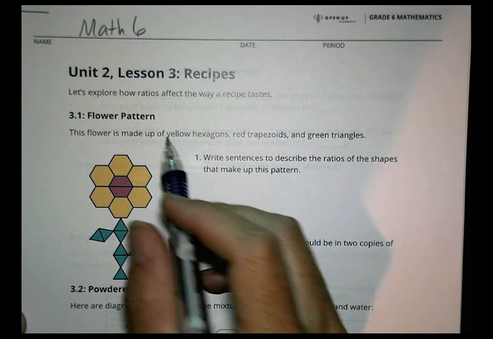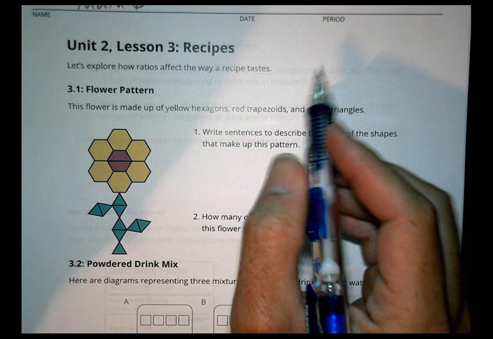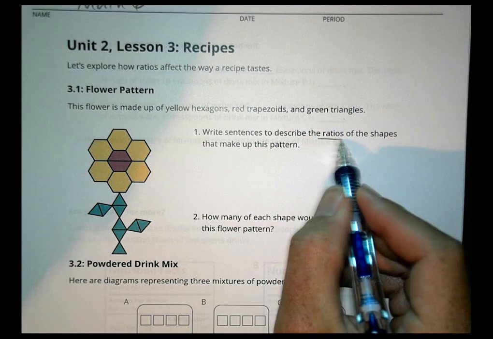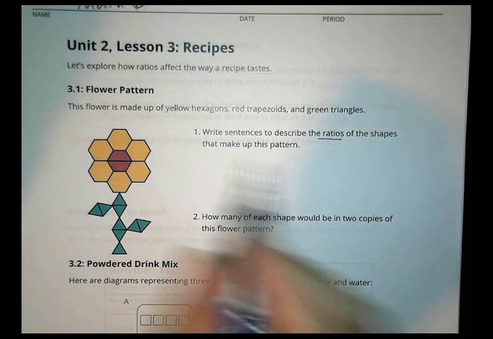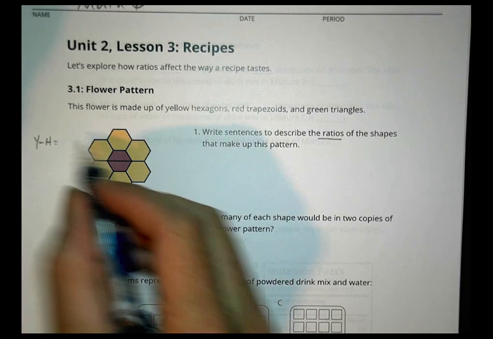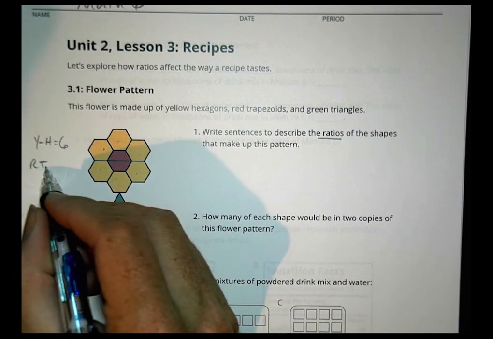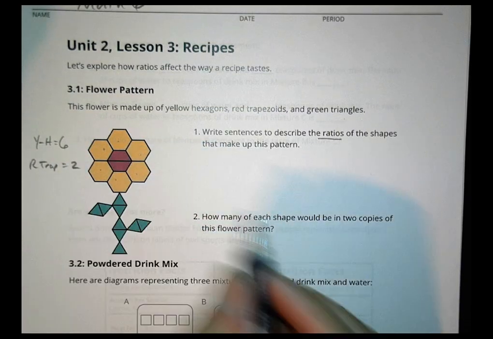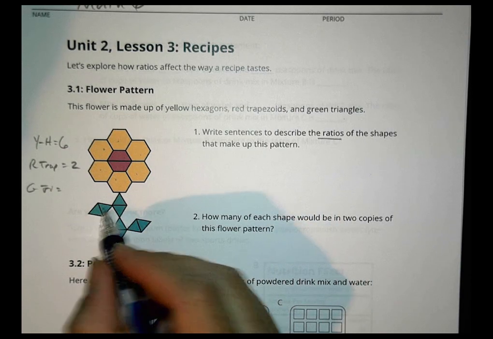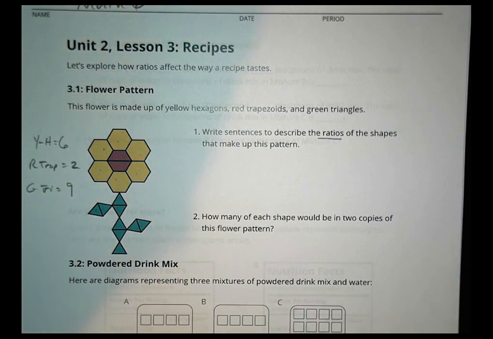So here we go. First off, we had the flower pattern. The flower is made up of yellow hexagons, red trapezoids, and green triangles. Write sentences to describe the ratios of the shapes that make up this pattern. First, the yellow hexagon: we have 1, 2, 3, 4, 5, 6 of those. For the red trapezoid, we have 2 of those. And for the green triangle, we have 1, 2, 3, 4, 5, 6, 7, 8, 9 of those. All right, so some sentences we could say.